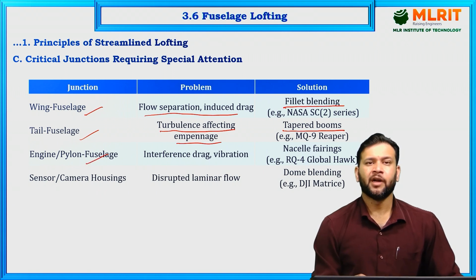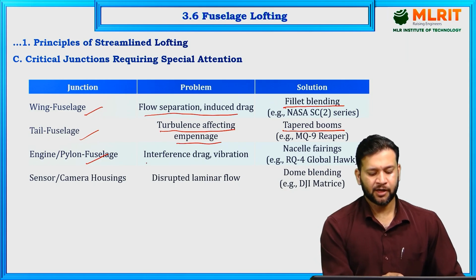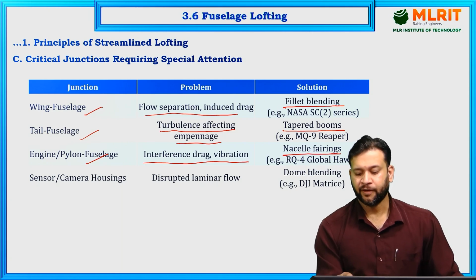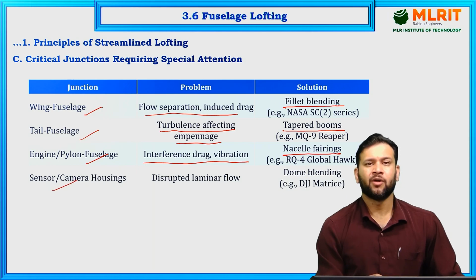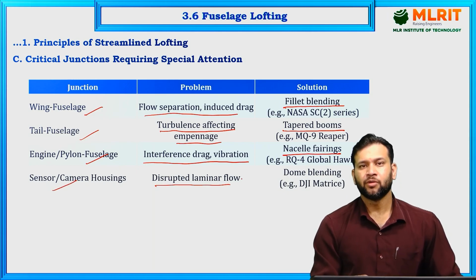Then engine and pylon fuselage, where the engine is integrated on the fuselage or on the wing. We have a pylon system there on which the engine is podded. It leads to interference drag and it may also lead to vibrations. So this can be controlled using nacelle fairings. Then when we mount sensor or camera houses, it disrupts the laminar flow. So in order to minimize this disruption, we use dome blending.